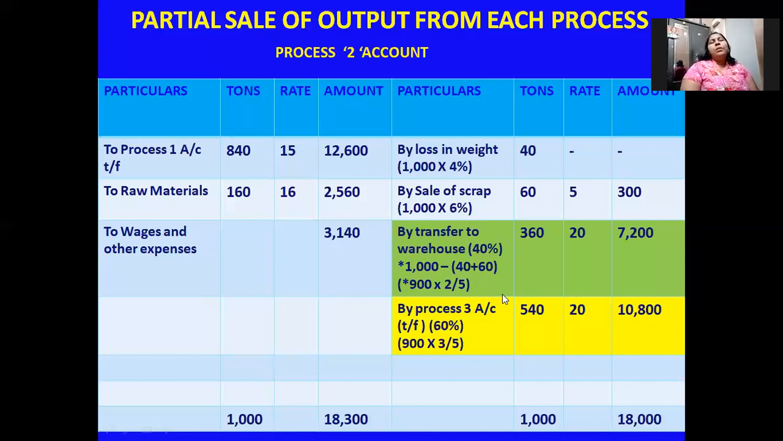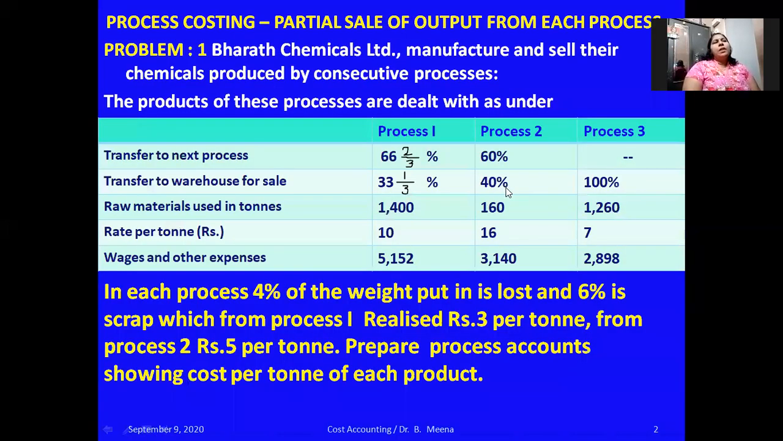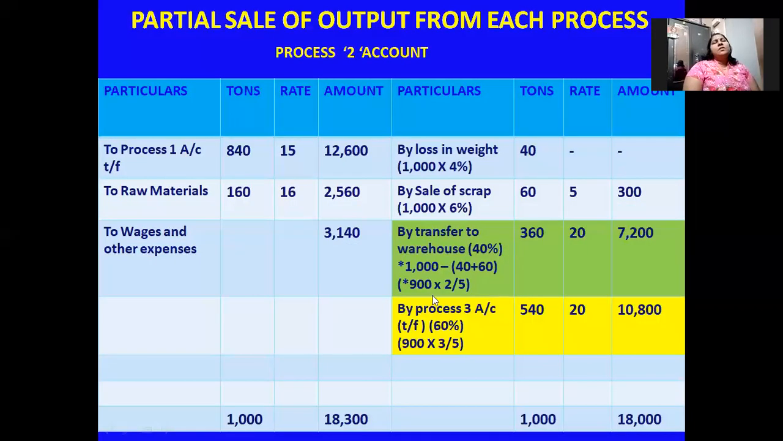Now my job is to calculate the output. What is the output for this process? So how to calculate? Look at the calculation. 1000 is the input. Out of that, 40 plus 60 is the wastage. So totally the wastage is 100. So what is the output? 900 is my output. Out of 900, how much is given for transfer to warehouse? 40%. And the next process is 60% for process 2.